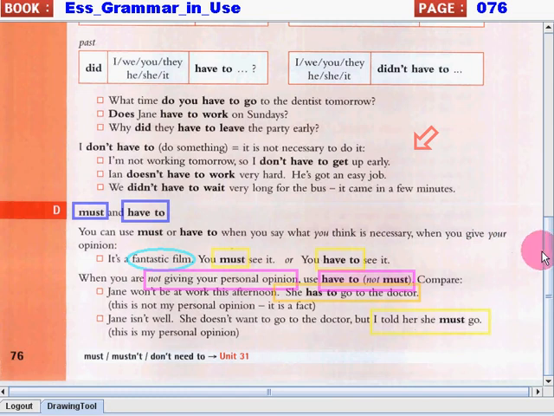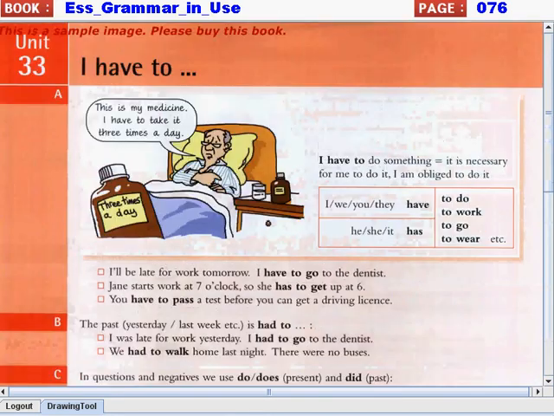So, students, you can see the difference. When it is a fact, we say have to or has to. And if it's our personal opinion, we can use the word must. So, I think that's very easy to understand. Now let's have a review.